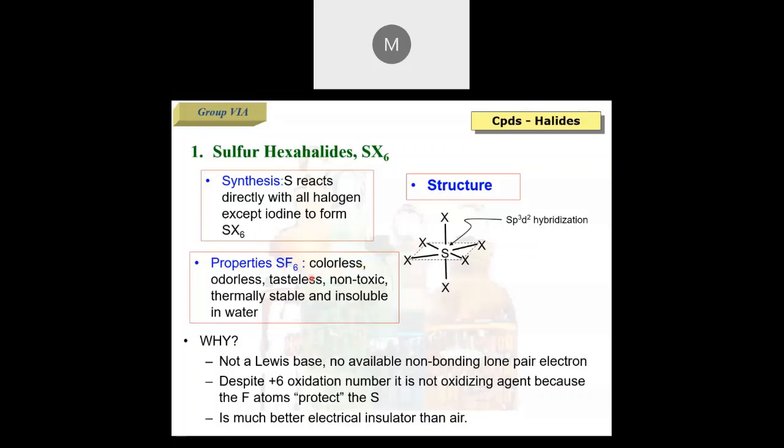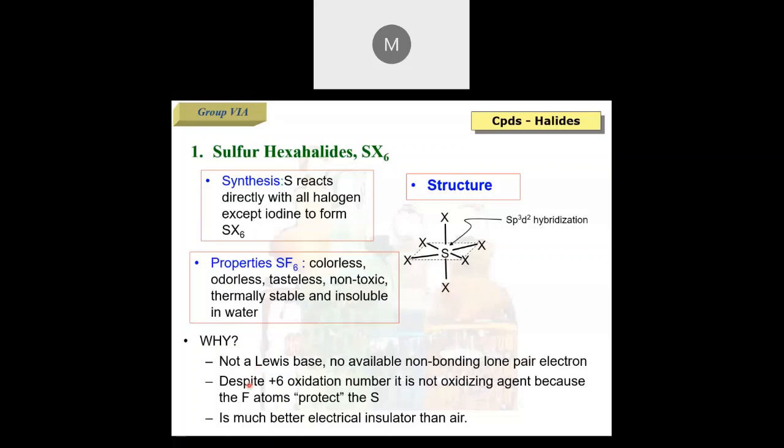Properties: colorless, odorless, tasteless, non-toxic, thermally stable, and insoluble in water. So it's very stable. So it is not a Lewis base. There is no available non-bonding lone pair of electrons. So most of the electrons in the sulfur have been pulled towards the fluorine, so the sulfur cannot act as a Lewis base.